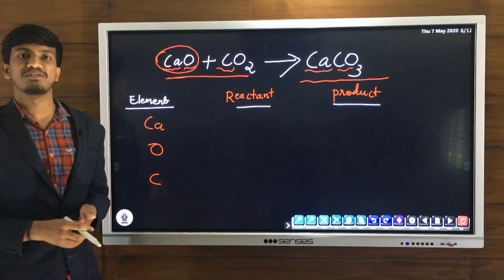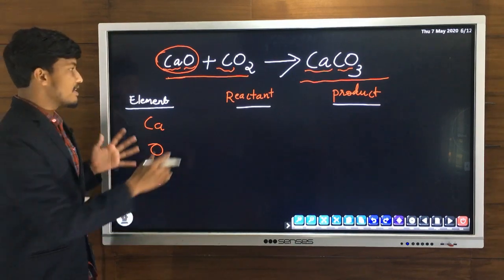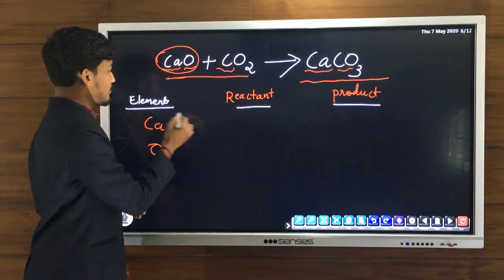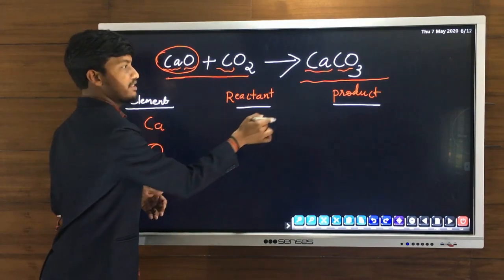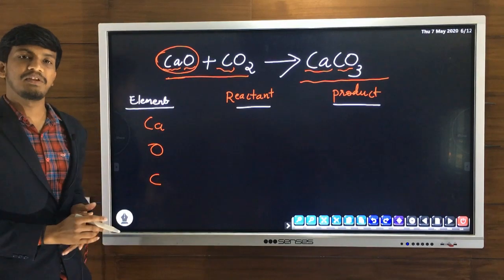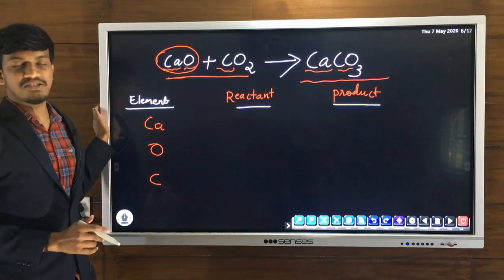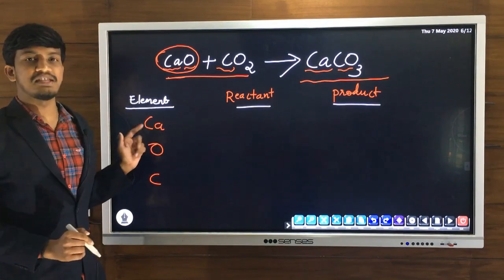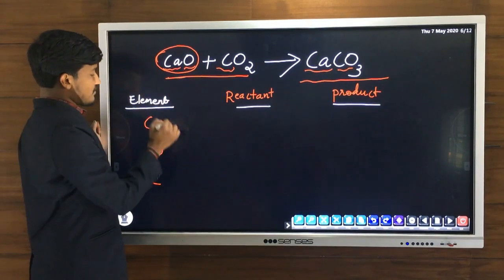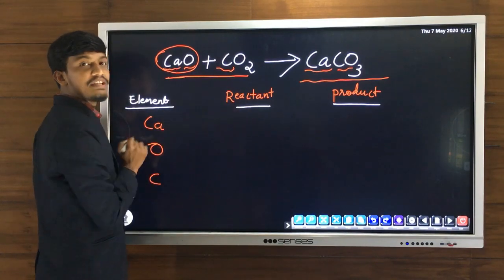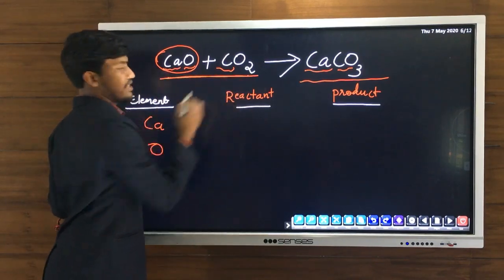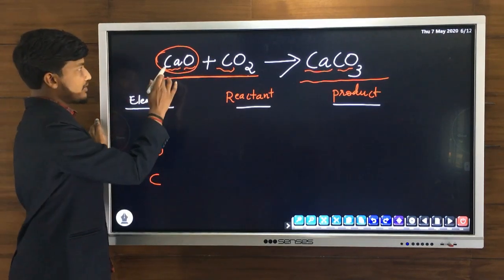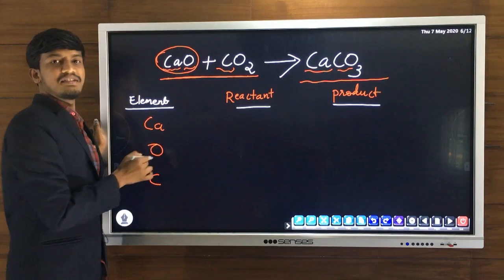Now we are going to count the number of atoms on both the side, that is, now we have written reactant and product side. That means now we will count the number of each element in the reactant and product side. If we get equal number, then it's a balanced chemical equation. So first we will count first element Ca. So first we will count the number of Ca atoms on the reactant side, that is left side of the equation. So on the left side of the equation we have two substances, that is CaO and CO2.